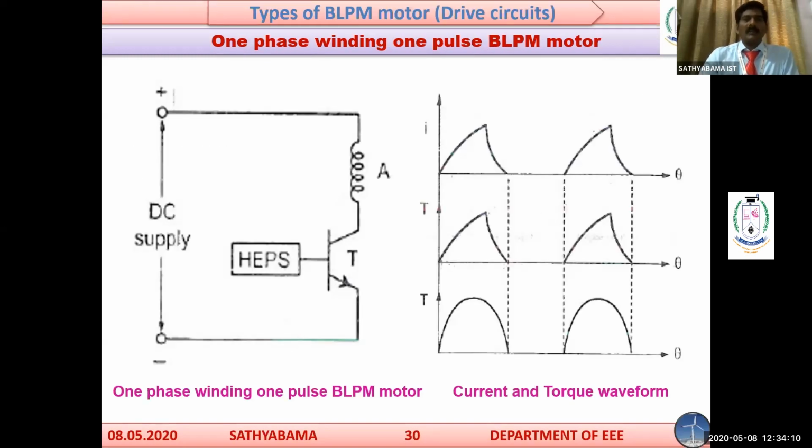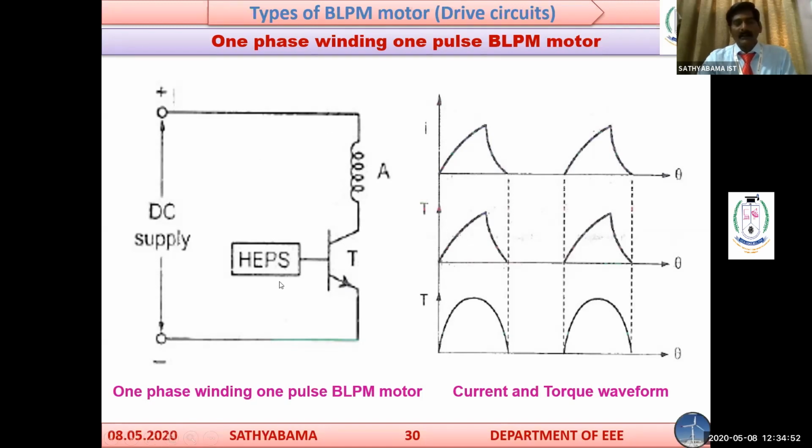This circuit shows the one phase winding with one pulse PMBL motor. Here the motor contains only one phase winding and has one semiconductor switch. Here a transistor is used, with one Hall effect position sensor. When the Hall effect position sensor gives the turn on signal, under the influence of north pole flux, transistor T1 is turned on. Then the winding is connected to the supply and is excited. When the position sensor is under the influence of the south pole flux, the transistor is turned off and the winding is disconnected from the supply.